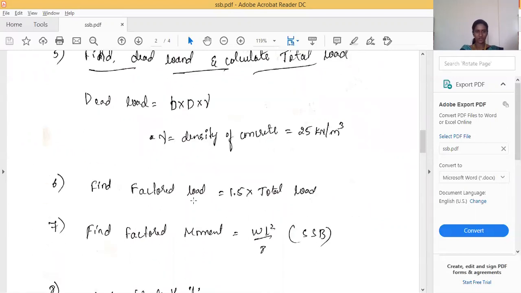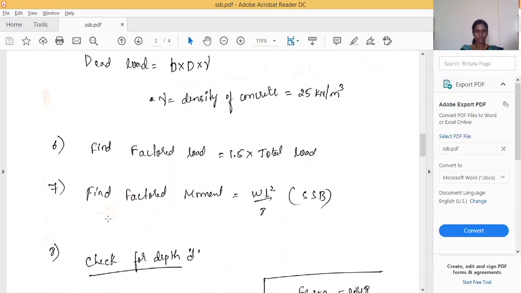Next step is find the factored load. So factored load is nothing but 1.5 times the total load. Next, factored moment. So here the load is already factored, so you can directly find out the moment here. For simply supported beam, the moment is WL square by 8. If it is a cantilever beam, then you have to take a different formula. It is WL square by 2.